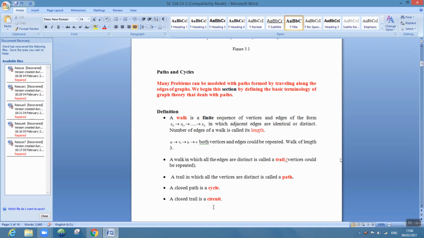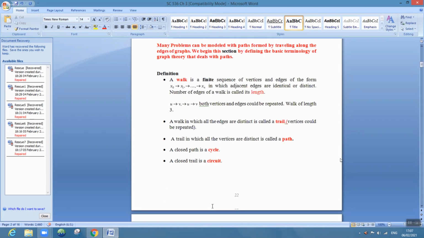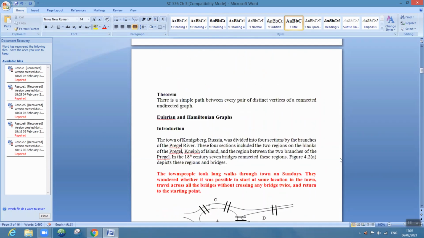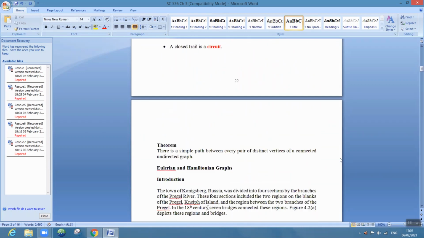So is it clear? Walk, trail, path, cycle, circuit. Walk is the most general one. Vertices and edges could be repeated. In the trail, the second one, only vertices could be repeated. Third one is path, where both are not repeated. And once you close the path, it is a cycle; close the circuit, close the trails.